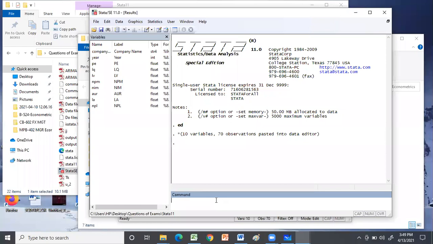The first one is encode company name, which is the entity name or company name or group name or cross-section name. Generate banks. So you have generated another variable.